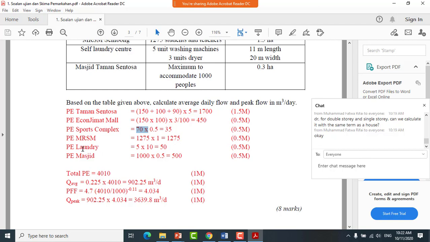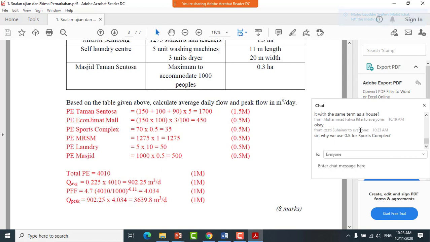For the laundry it is 5 times 10, so only the washing machine is considered. And for the masjid or the mosque it is 1000 times 0.5, and this is 500. Okay, total PE, just add them together, so the total PE is 4010.